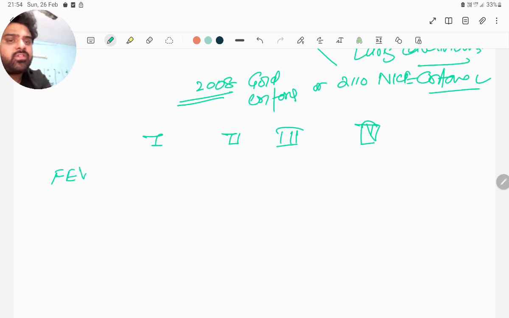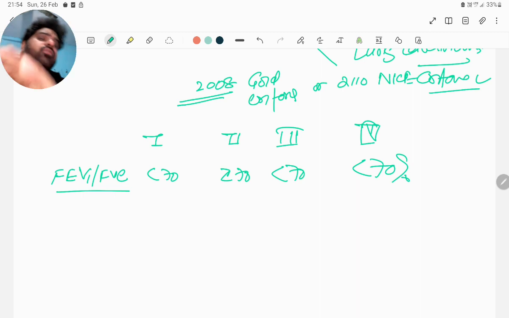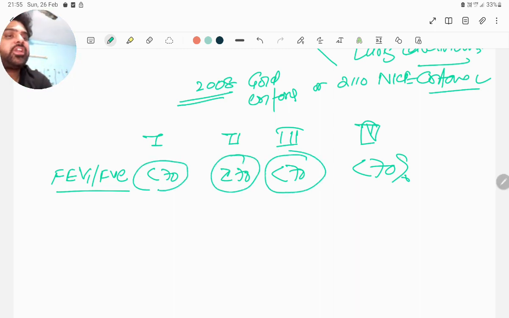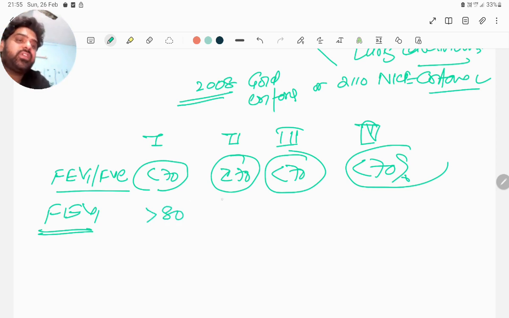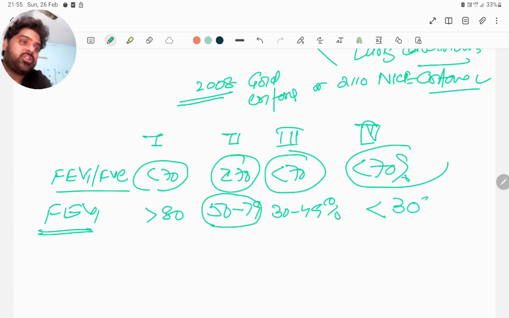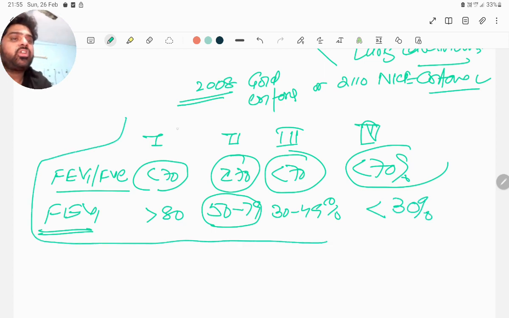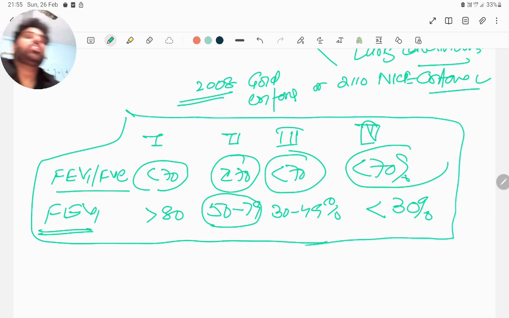One way of classification was FEV1 by FVC, and it was less than 70%. Anyone who has FEV1 by FVC less than 70 was diagnosed with COPD, so this will be the same in all four grades, 1 to 4. Further classification depends upon FEV1. If it is more than 80%, grade 1; 50 to 79%, grade 2; 30 to 49%, grade 3; and less than 30%, grade 4. So this is the GOLD criteria of 2008, or we can say the NICE criteria of 2009.